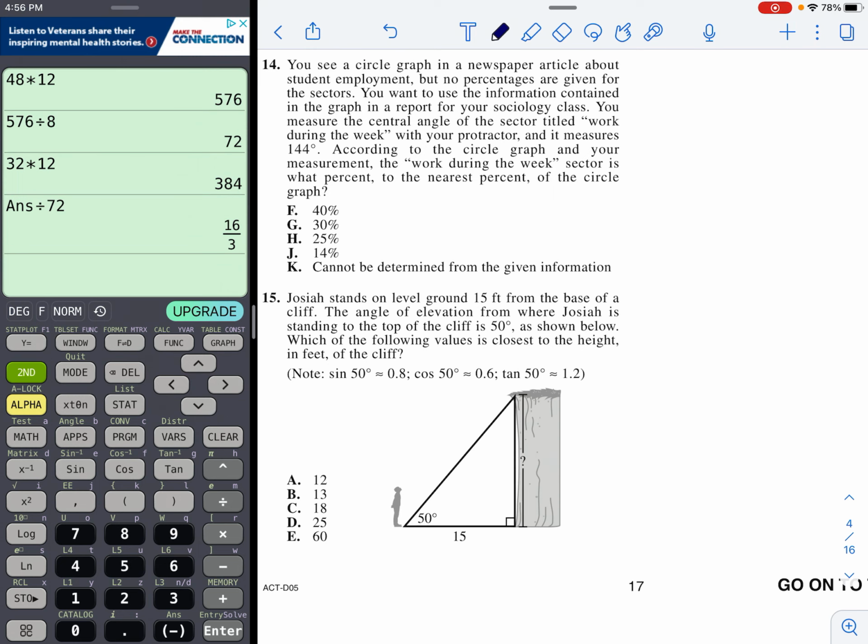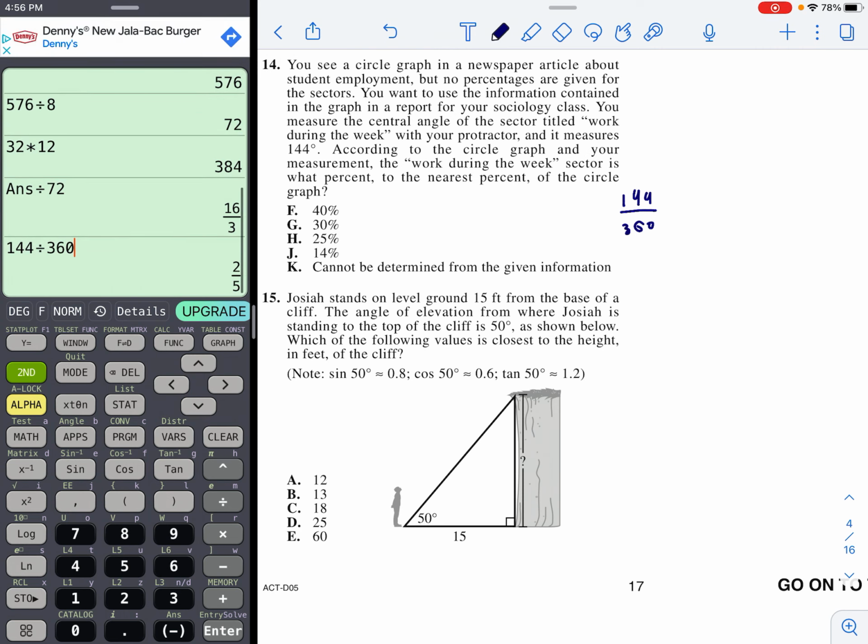Number 14, you see a circle graph, a pie chart, in a newspaper. You don't know the percentages. Measure the central angle of the sector titled work during the week, and you measure it to be 144 degrees. To the nearest percent, what does this area represent? Well, there's 360 degrees in a circle, so we would divide this, 144 divided by 360, and this would give us 2/5 or 40%. And so that sector area represents 40% of the graph.